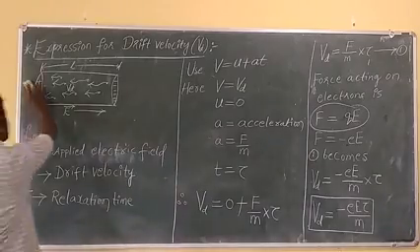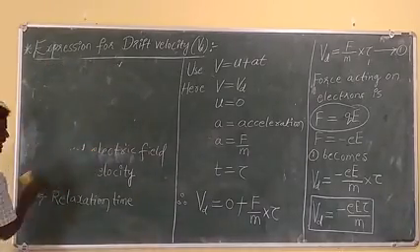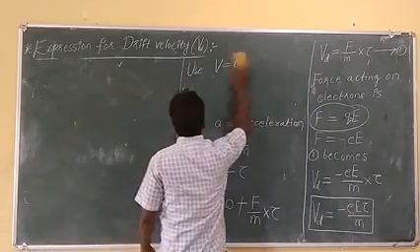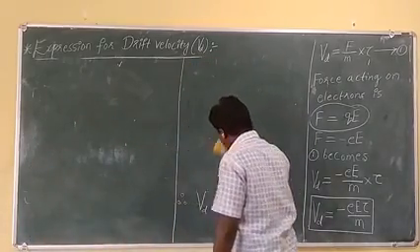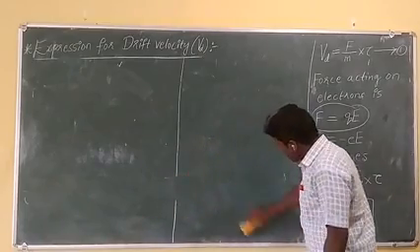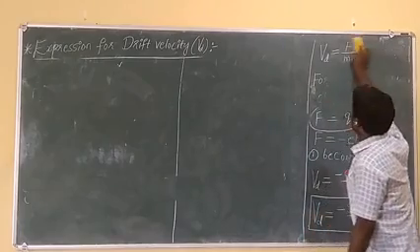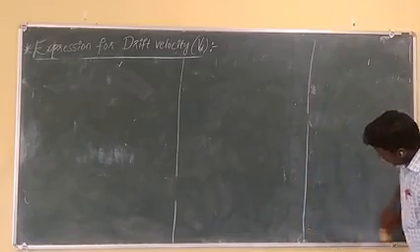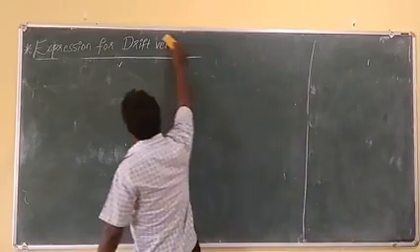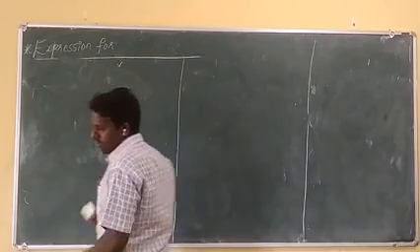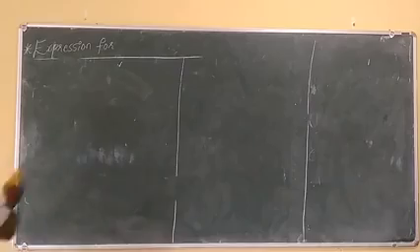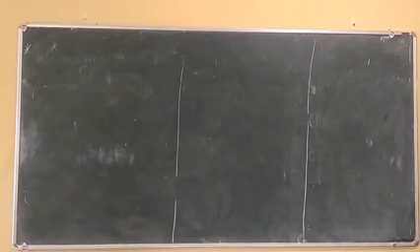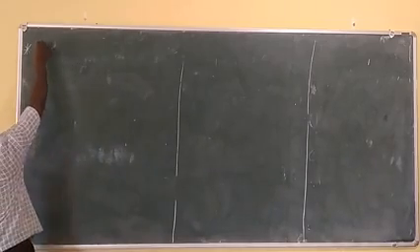Next comes mobility of charge carriers. Let me discuss mobility of charge carriers. Mobility means the ratio of drift velocity to the electric field. That is the main concept: mobility means the ratio of drift velocity to the electric field.